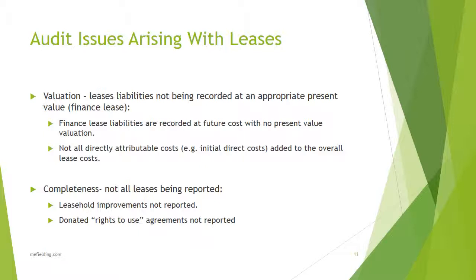Secondly, that not all directly attributable costs, so you've got initial indirect costs, are added to the overall lease cost. So making sure, while we've got this idea that it's the minimum future lease payments, that it includes all of the payments that will be made under the terms of the lease. So you've got organizational fees, administration fees, and so on and so forth. So making sure that all of these things are included as well, and are not just simply transferred out. And you need to look very carefully at what they are as well. So those are valuation issues.